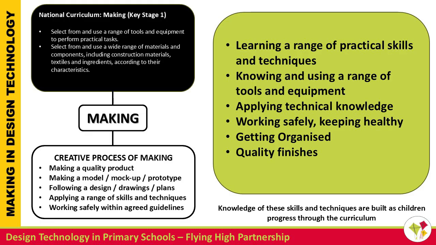Like the process of designing, we can break down the process into 6 different areas. Learning a range of practical skills and techniques, knowing and using a range of tools and equipment, applying technical knowledge when making the product, working safely, keeping healthy and working within agreed guidelines, getting organised and getting ready to make the product, and creating a product with a quality finish. Just like for the skills and techniques of designing, the practical knowledge of making things is built upon as children progress through the curriculum.